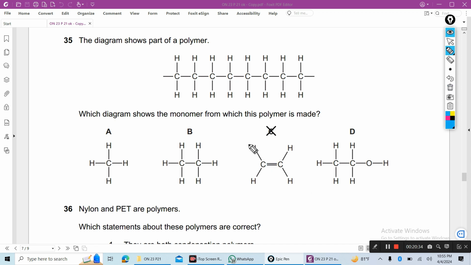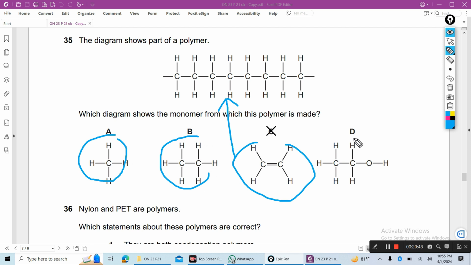But methane will not form it. Alkane is not used to make polymer. This is also an alkane, and alcohol, so that is a wrong answer. Here, as with polyethene, ethene molecules are needed to make this polymer.